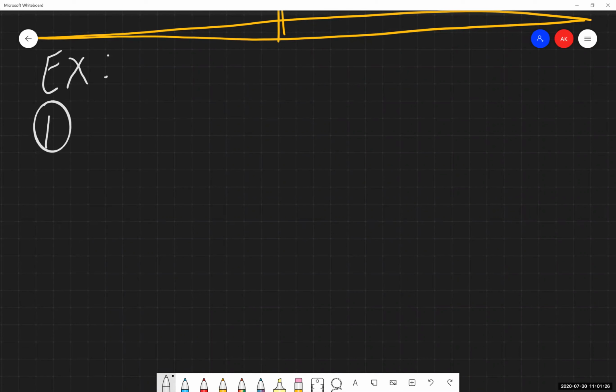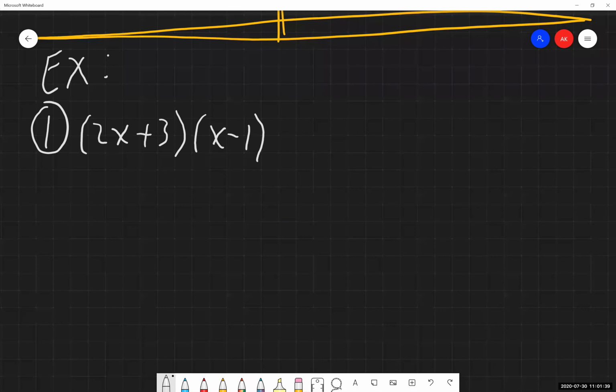Okay, so our first example with the larger polynomials, we're working with 2x plus 3 times the quantity x minus 1. So I have a binomial times a binomial going on here. So again, following our process, take only the first term of the first polynomial, distribute and multiply it with each term of the second polynomial.